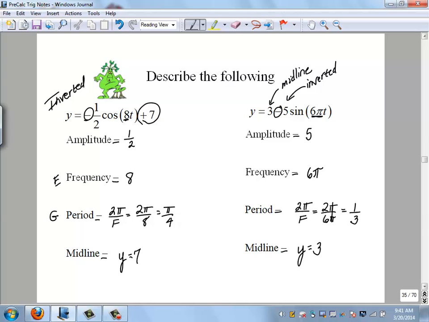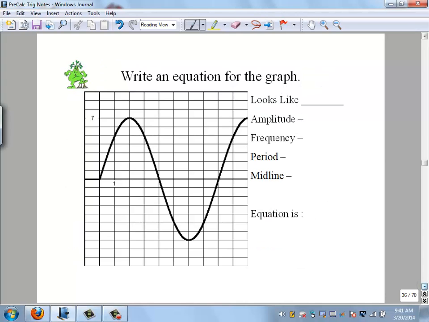All right, let's write the equation for this graph here. And then we are going to finish. So I just want to end off with a bang here. This is how you're going to do it when you write equations. You're first going to write looks like and put a line here. Then you stack and rack amplitude, frequency, period, and midline, and then you tell what the equation is. Okay? So I start right here.